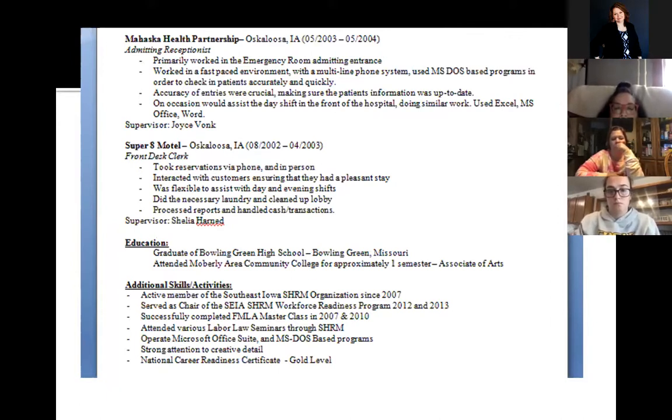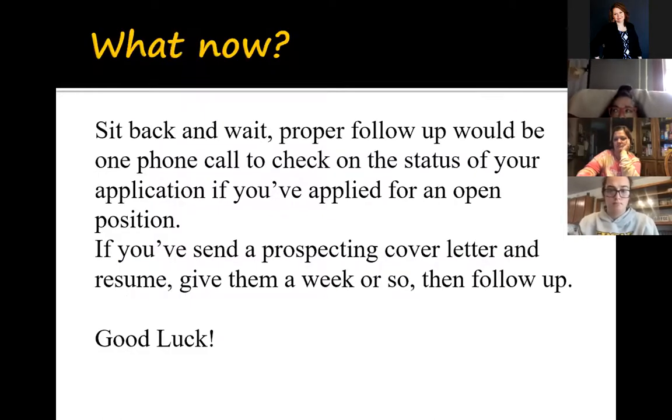Then you're going to put your education and additional skills. So what you did while you were there, and then additional skills, activities is other things that you can do that maybe you didn't do in those jobs. So it's kind of a catch-all, but it's not the catch-all. You want to, again, make sure you go through and pick out what's pertinent to what you're applying for.